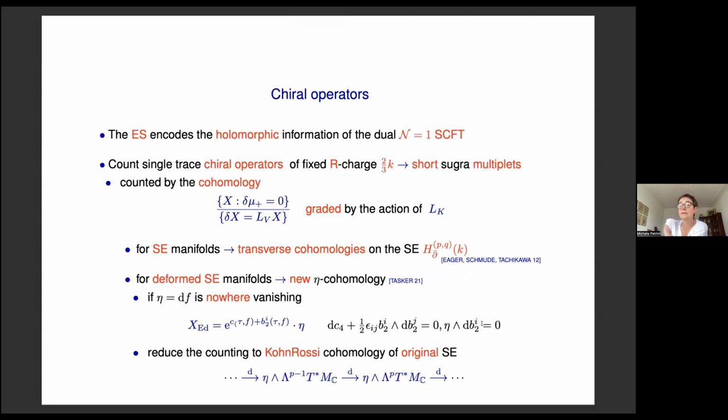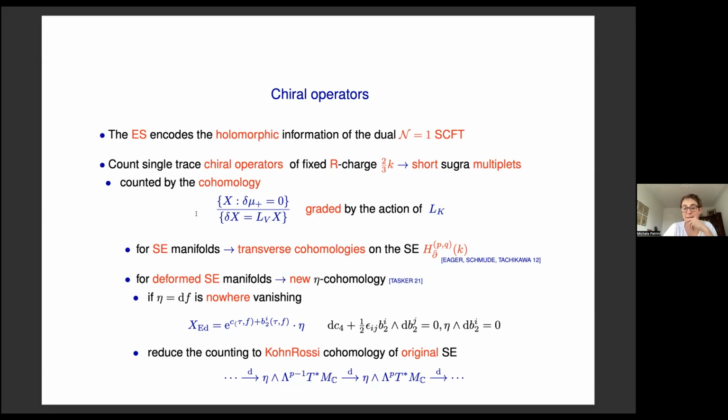So in particular, we can see whether we can count chiral operators, and we can compute the Hilbert series and things like that. The idea is that, exactly as for Sasaki-Einstein, we have the transverse cohomology that was worked out by Gauntlett, Martelli, Sparks and Tachikawa. The counting of the chiral operators should be related to some cohomology, and this cohomology is determined by the set of all fields X that solve our moment map equation, modulo the equivalence class under the generalized diffeomorphisms that leave K invariant.